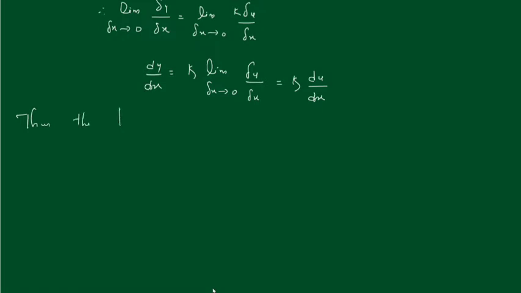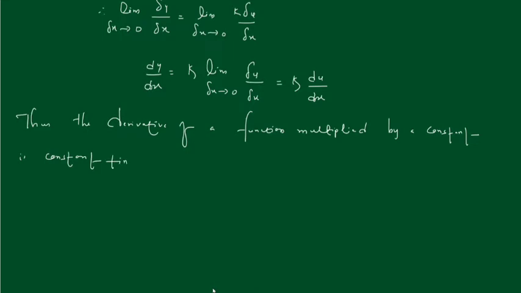thus the derivative of a function multiplied by a constant is a constant times the derivative of the function. Derivative of a function, right? So thus the derivative of a function multiplied by a constant is a constant times the derivative of the function.